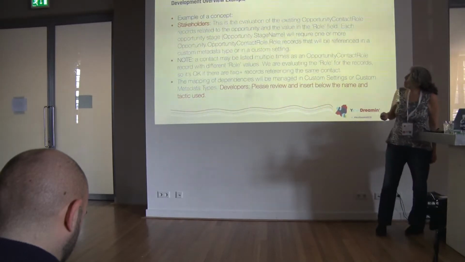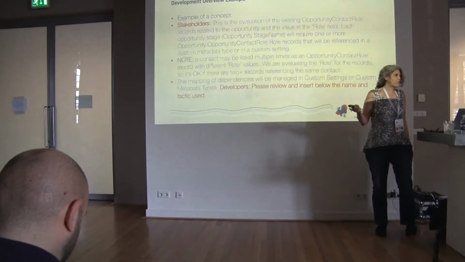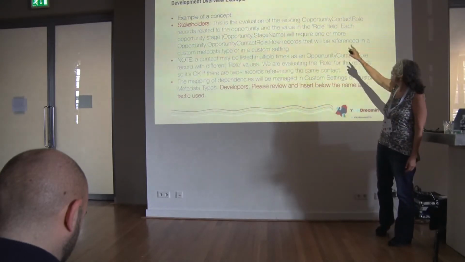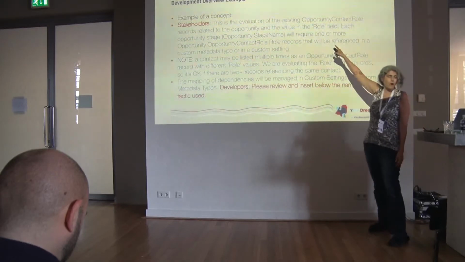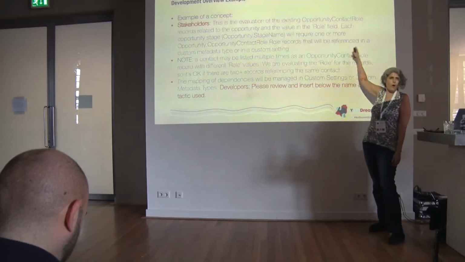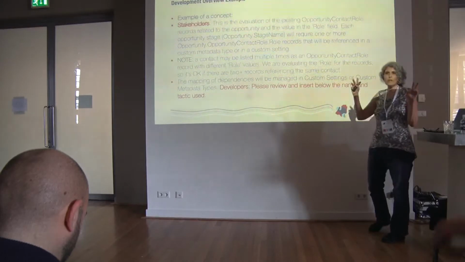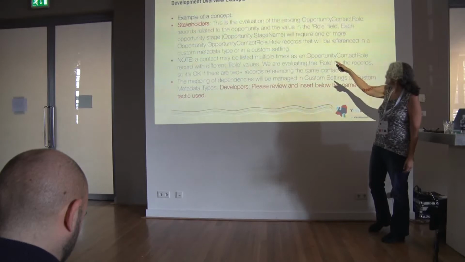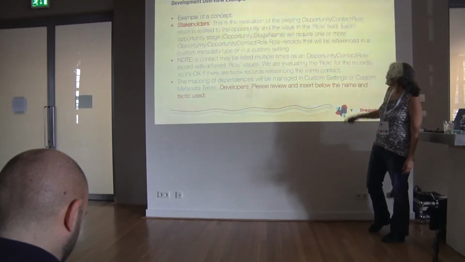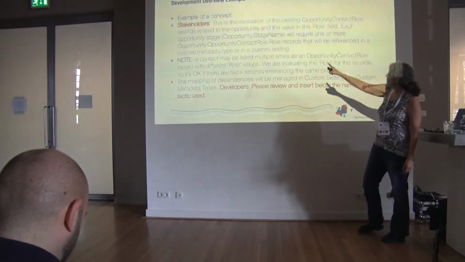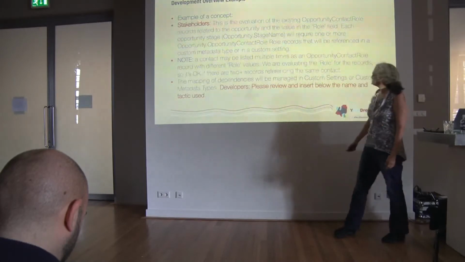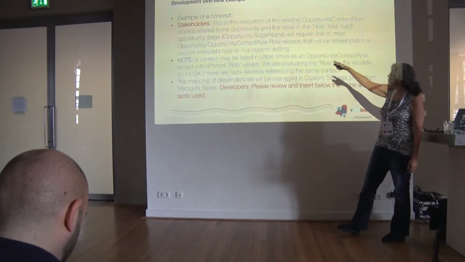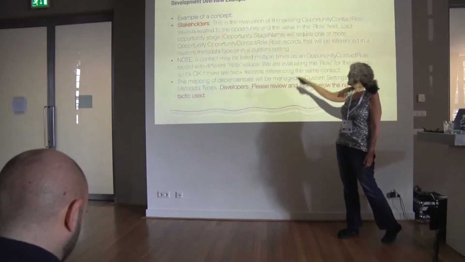And then I'm going to explain key concepts to them, right? I'm going to say a stakeholder. This is the evaluation of the opportunity contact role. I'm using the object reference to reference the actual object, not the user-friendly language, because this is my developer section. And they're related to the opportunity and the value in the role field. And each opportunity stage, opportunity.stage name, will require one or more opportunity contact role records that will be referenced in custom meta type or custom setting, right?